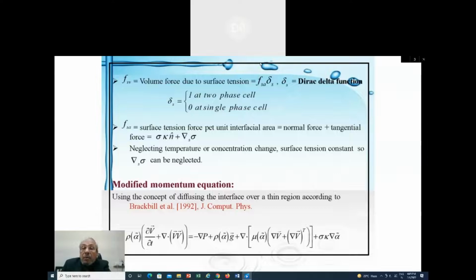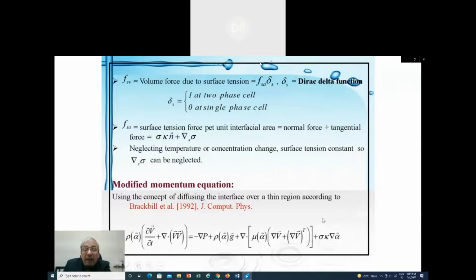Here we have only the normal force, and the normal force is convoluted by using the delta Dirac function. All of us know surface tension force is force per unit length. In order to convert it to force per unit area, and have this term commensurate with the dimension of other terms, it is convoluted by the delta Dirac function. That means it is activated only at the interface, and elsewhere it is zero.